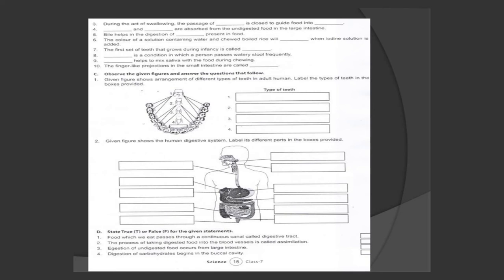Diarrhea, note it down. Diarrhea is a condition in which a person passes watery stool frequently. Watery stool means loose motion. Fill in diarrhea. Spelling: D-I-A-R-R-H-O-E-A. Question 9. The tongue helps to mix saliva with the food during chewing. Then 10th one, the finger-like projections in the small intestine are called villi. Villus singular, villi plural. I hope you understand. Then question C.